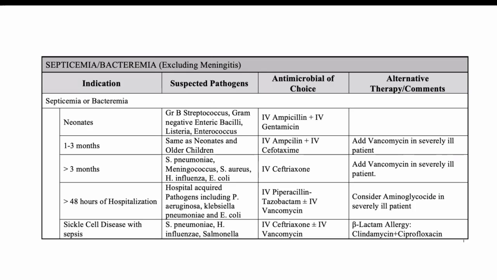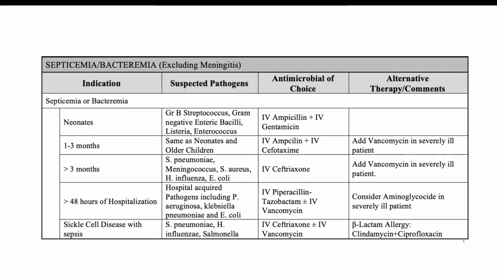For patients between 1 to 3 months of age, we will add ampicillin plus cefotaxime because there are other organisms, as we mentioned before. And sometimes some centers will add vancomycin if the patient is seriously ill. Above 3 months, you need to cover for strep pneumo, meningococcus, staph aureus, and Haemophilus influenzae, and usually the best coverage is a 3rd generation cephalosporin, unless the patient has a history of resistant organism, or there is a known resistant organism in your community.